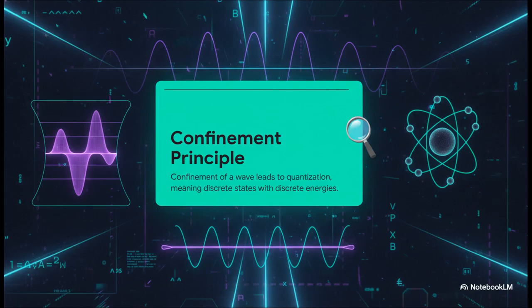It's kind of like a standing wave on a guitar string that's pinned down tightly at both ends. That string can only vibrate in specific patterns, right? Half a wavelength, a full wavelength, 1.5 wavelengths, and so on. The electron's matter wave works exactly the same way between the rigid boundaries of our trap.